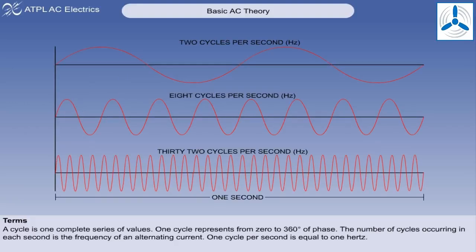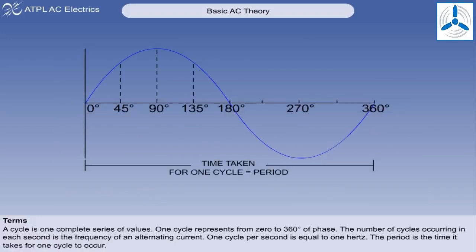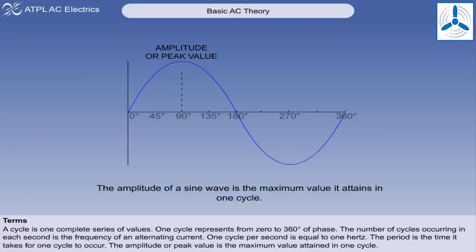The number of cycles occurring in each second is the frequency of an alternating current. The unit of frequency is the hertz. 1 cycle per second is equal to 1 hertz. Aircraft constant frequency AC supply systems usually have a frequency of 400 hertz. The period is the time it takes for one cycle to occur. It is the reciprocal of the frequency. The period in seconds equals 1 over the frequency. The amplitude or peak value is the maximum value attained in one cycle.